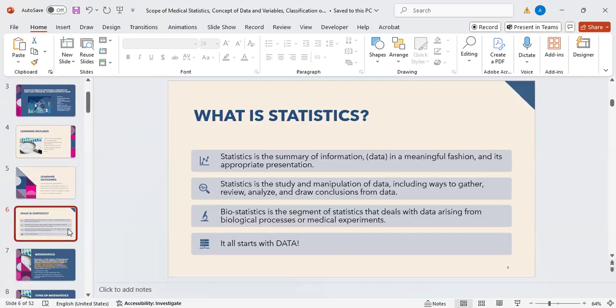What is statistics? Statistics is the summary of information or data in a meaningful fashion, with its appropriate presentation. Statistics is the study and manipulation of data, including ways to gather, review, analyze, and draw conclusions from data. Biostatistics is the segment of statistics that deals with the data arising from biological processes or medical experiments. It all starts with data.